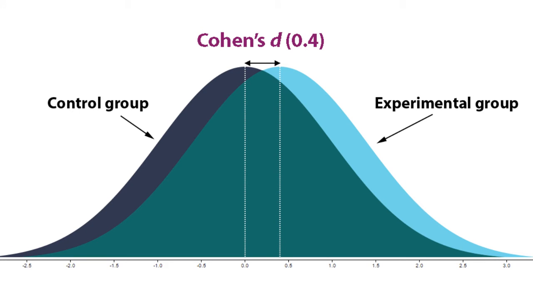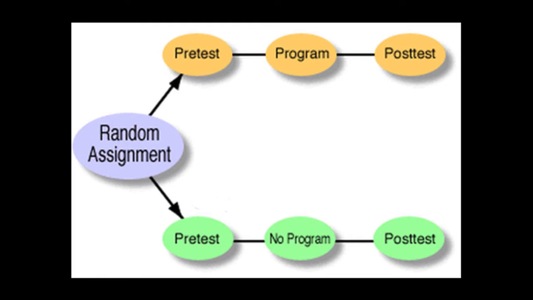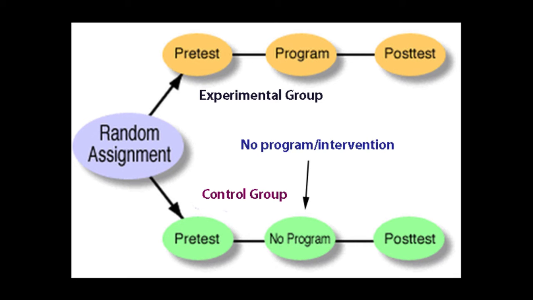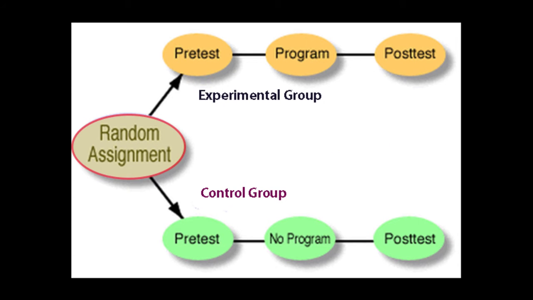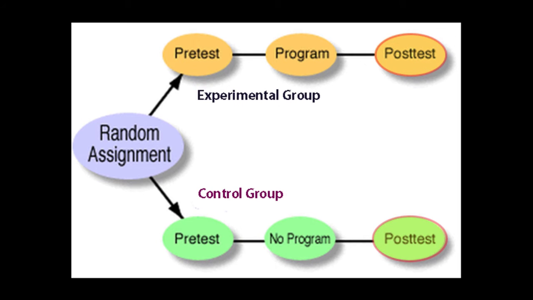Cohen's d is sometimes called a standardized mean difference. The concept is based on having an experimental design in which there is a control group and an experimental group. The control group is a group of students that does not receive an intervention. The experimental group, on the other hand, does receive an intervention. Ideally, people are assigned randomly to the two groups. Also, ideally, a study will include a pre-test prior to a program or intervention and a post-test after the intervention.